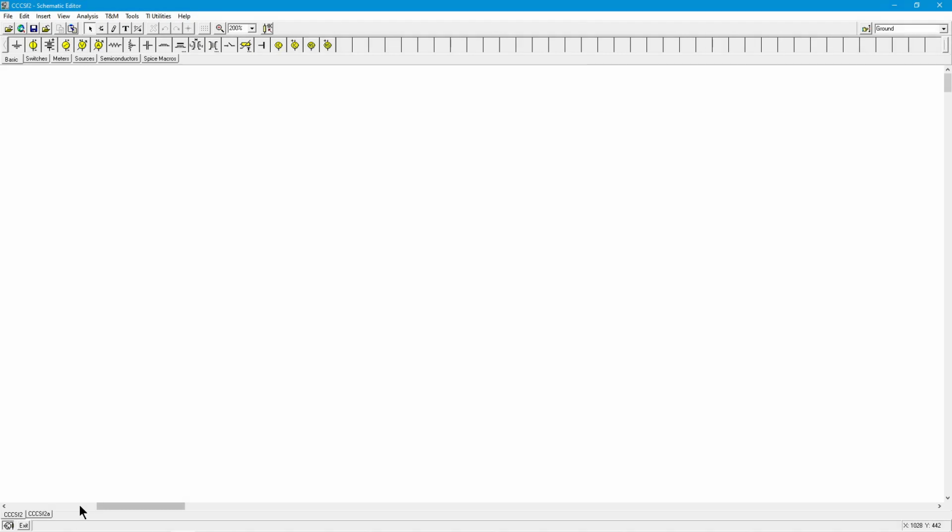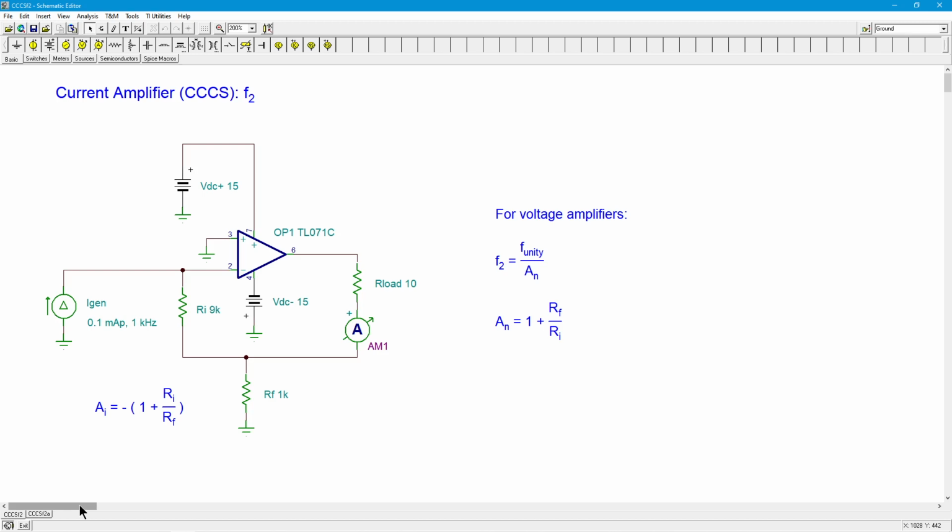And what we're going to do right now is take a look at the high frequency performance of a current-controlled current source. In other words, an op-amp-based current amplifier, such as this. I want to take a slightly different tack on this in this video. And that is, instead of just grinding through and developing some equations, and then verifying them with the simulator, I want to look at this in a more open-ended sort of way.